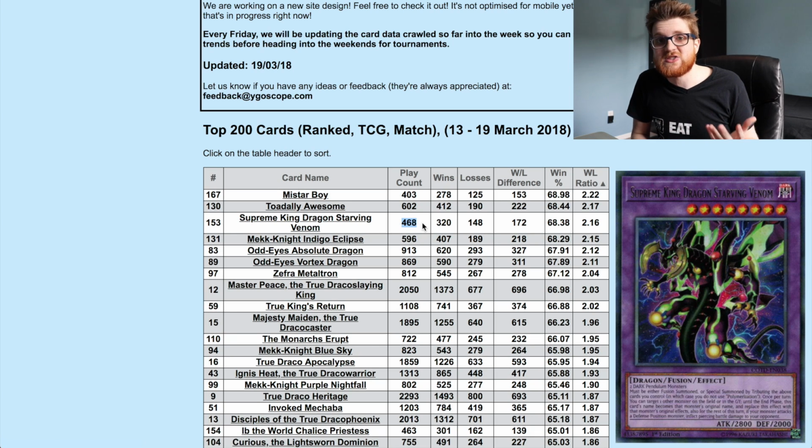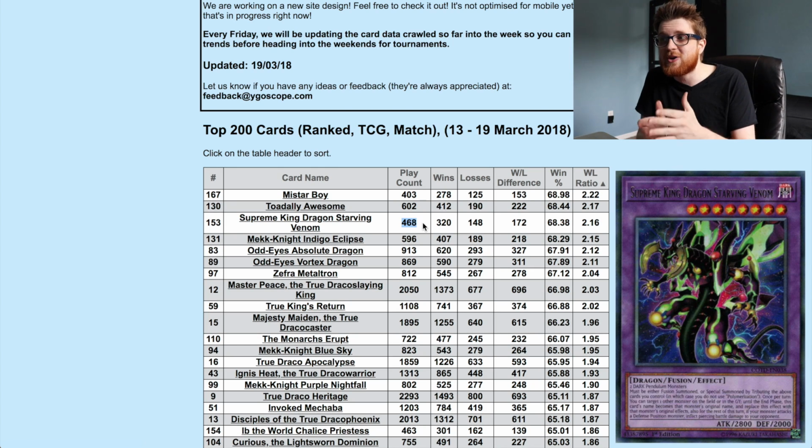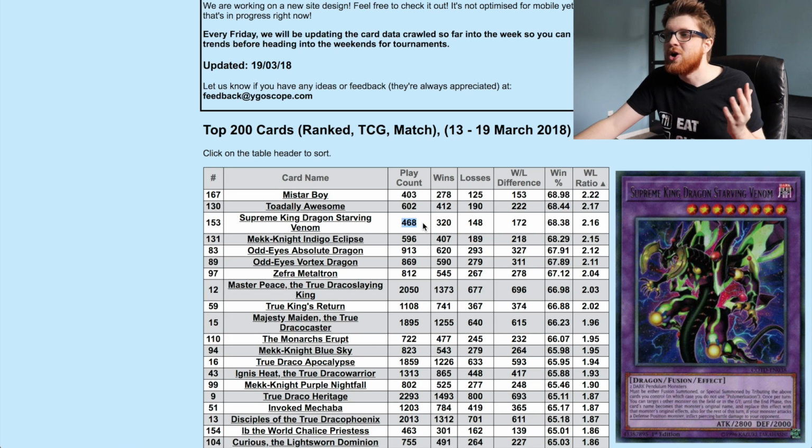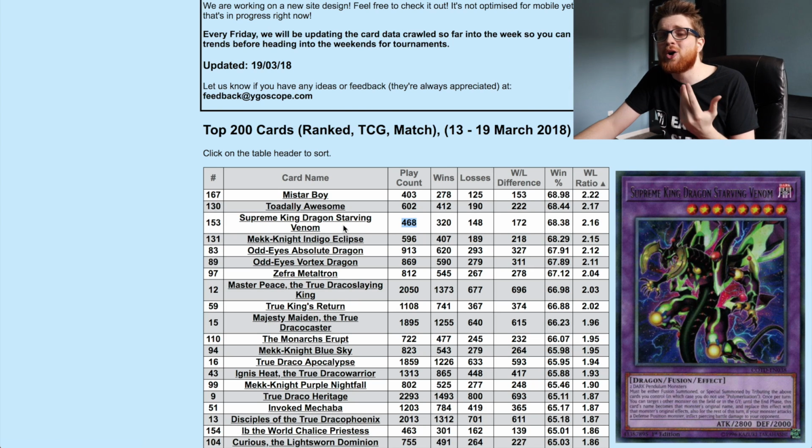Now going back up here, Supreme King Dragon Starving Venom is next, and this has a play count of about 468, but it also has a very high win rate. This makes sense because this is a key component of the FTK. Typically, when this card hits the board, you're probably winning the game because you're conducting the FTK and killing your opponent that turn. So it makes sense that this is the 3rd highest win rate card, because it's part of an FTK that's going to just flat out kill your opponent.